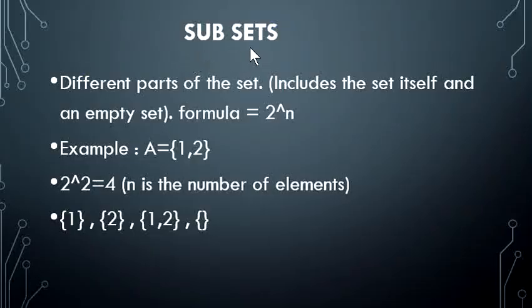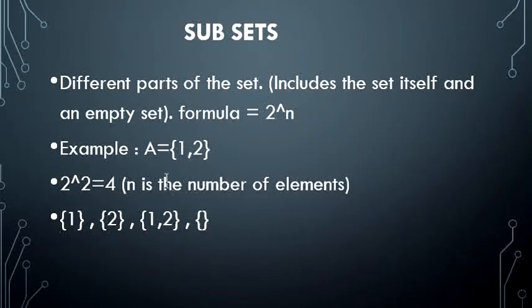First, the subsets. To be very simple about it, subsets refer to the different parts of the set, and they include the set itself and an empty set too. Now the formula for the number of subsets is 2 to the power n, where n represents the number of elements of the set. For example, set A consists of 1 and 2. Now 2 to the power of 2 is 4. That means set A will have 4 subsets. Those are set {1}, set {2}, the set itself, that is set A itself, and an empty set.